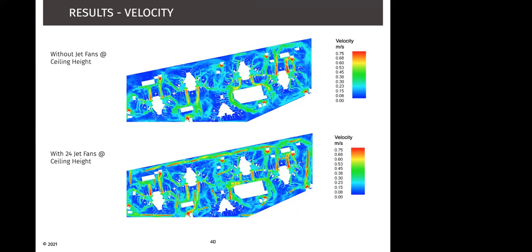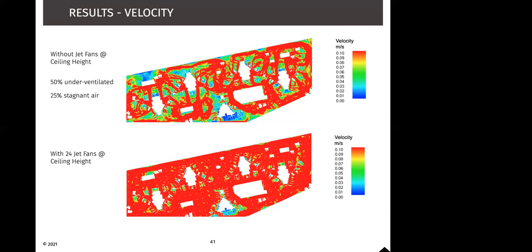Similarly, if we look at ceiling height, we can see the placement of the 24 jet fans, the direction of the fans, and how the airflow is behaving to optimize the system. So you have the 24 jet fans in the bottom image, and you can see the red color to show the jet fan movement, air movement. And similarly, if we look at the scale from 0 to 0.1 meters per second, we can see that the underventilated zones have now reduced and the stagnant zone is completely reduced. So we have optimized the airflow around the system.